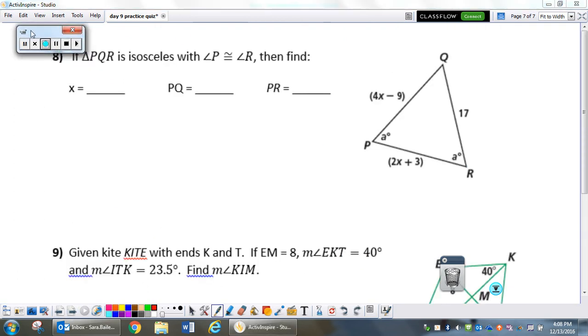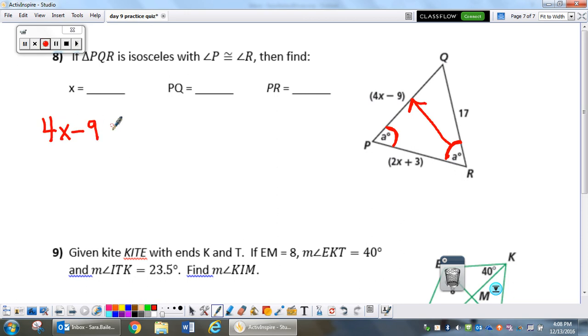Alright, number 8. Oh, favorite question. Isosceles triangle with angle P congruent to angle R. Mark those angles and the sides opposite them. So we know 4x minus 9 has to equal 17. Solve that. X is 6.5. You should definitely be able to solve that. And then all you do is substitute in: this side PQ should be 17 and PR is 16.